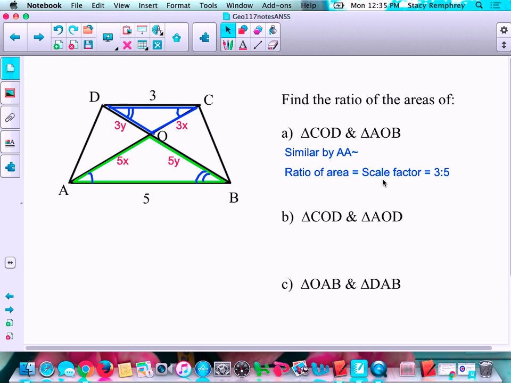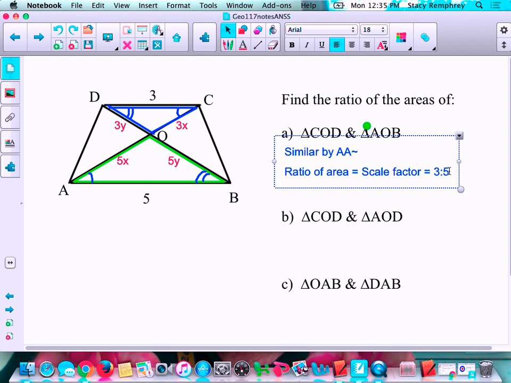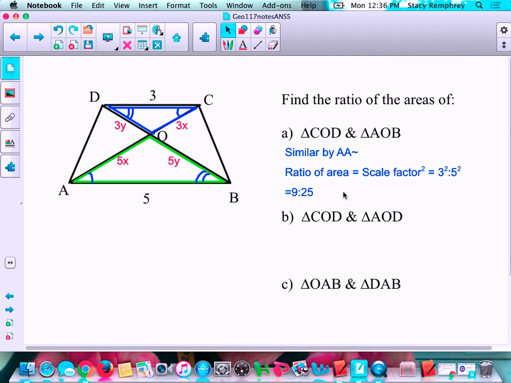So the ratio of the areas is equal to the scale factor, and I should say squared there. Okay, so it'd be 3 squared to 5 squared. Okay, and that equals 9 to 25. Not 35, 25. So I can prove these are similar.